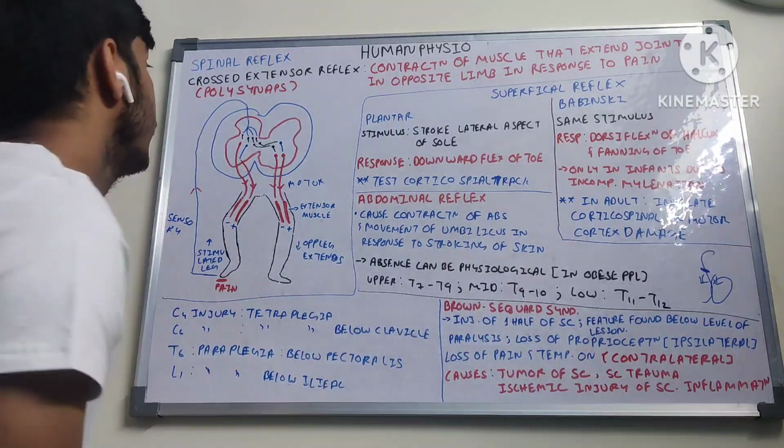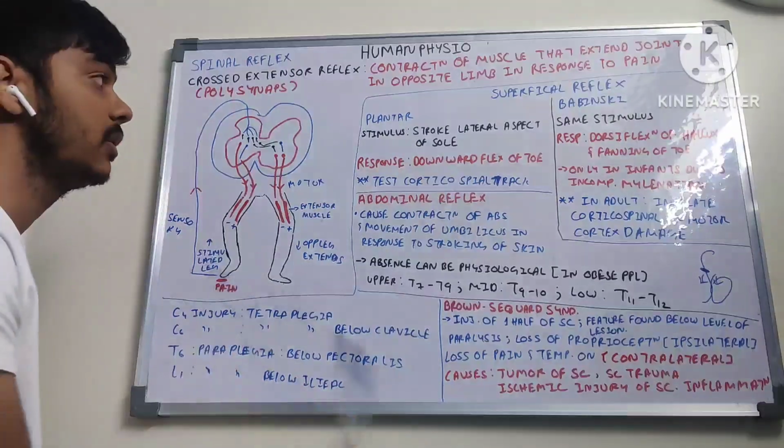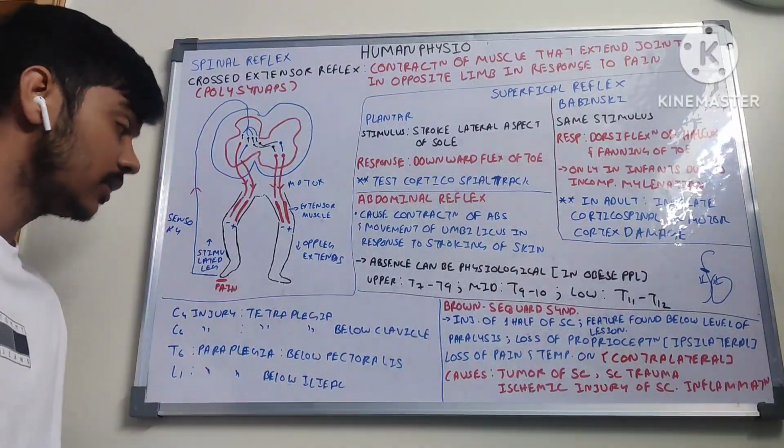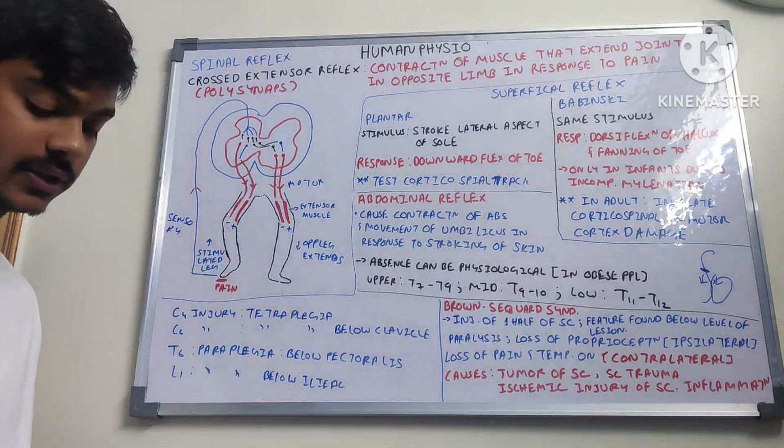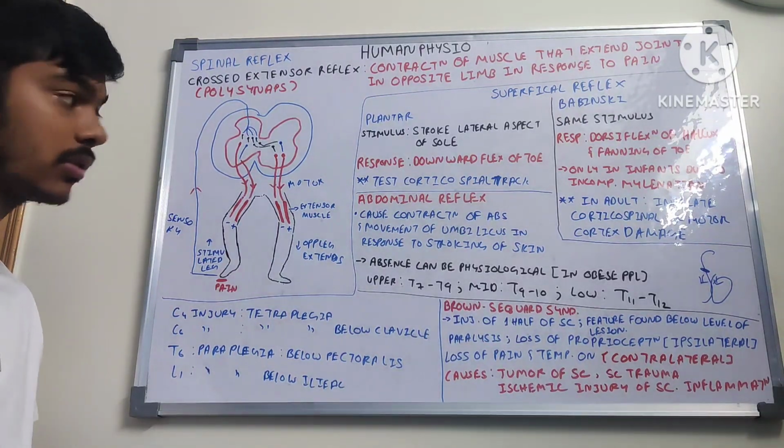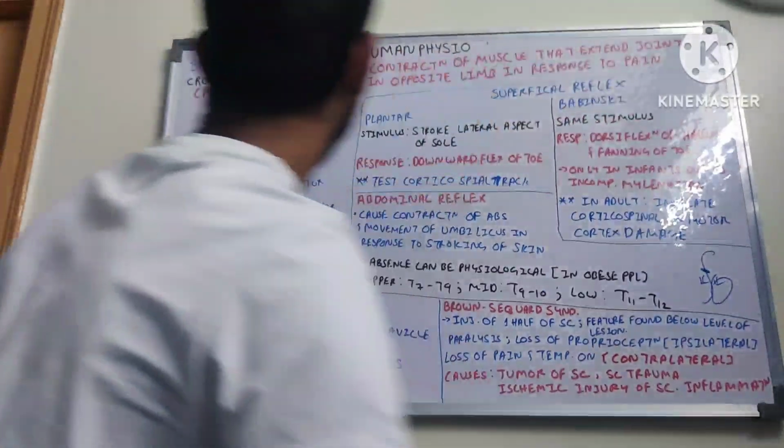With this, we have completed our spinal reflexes. Now we will move towards the central nervous system. We'll revise the midbrain, and then we'll study the various tracts present in the brain, right?